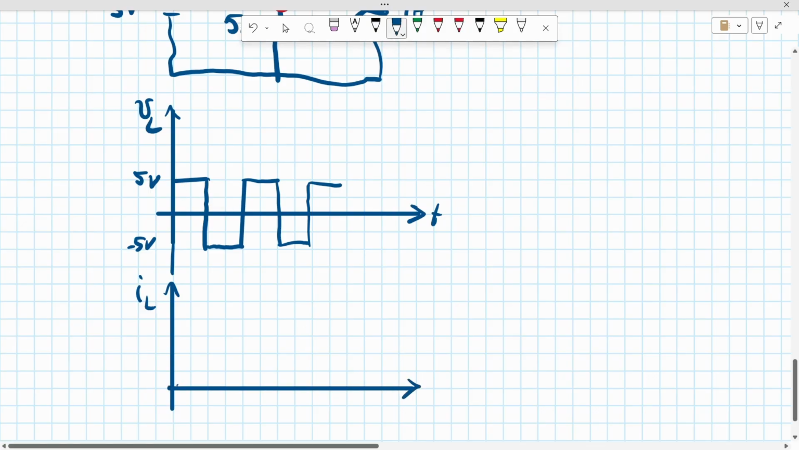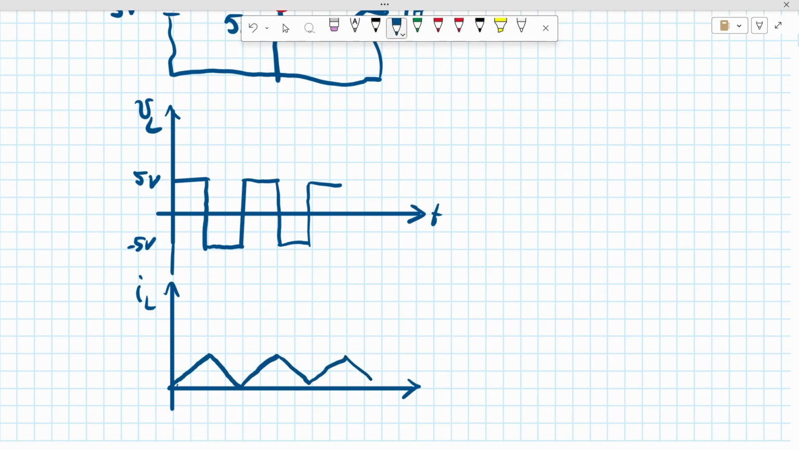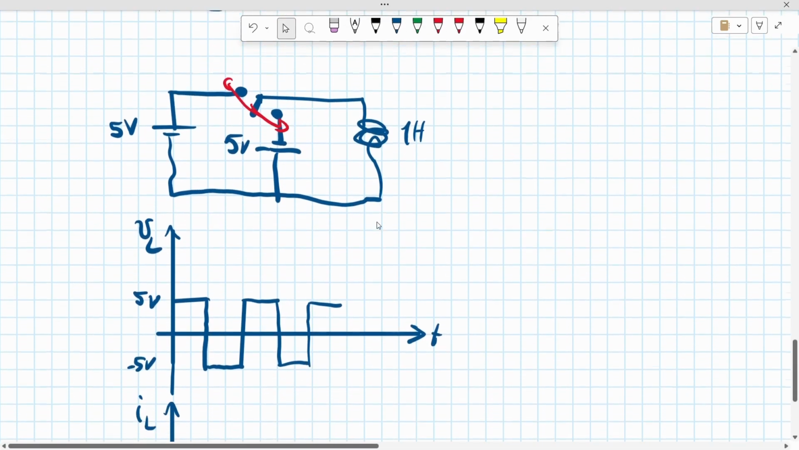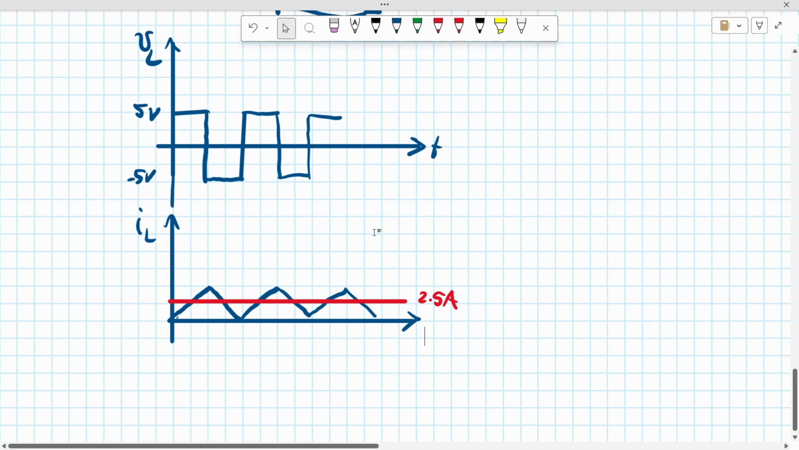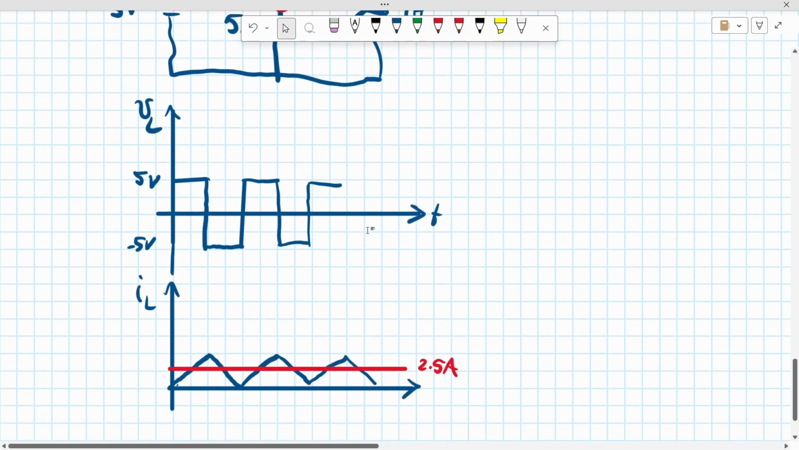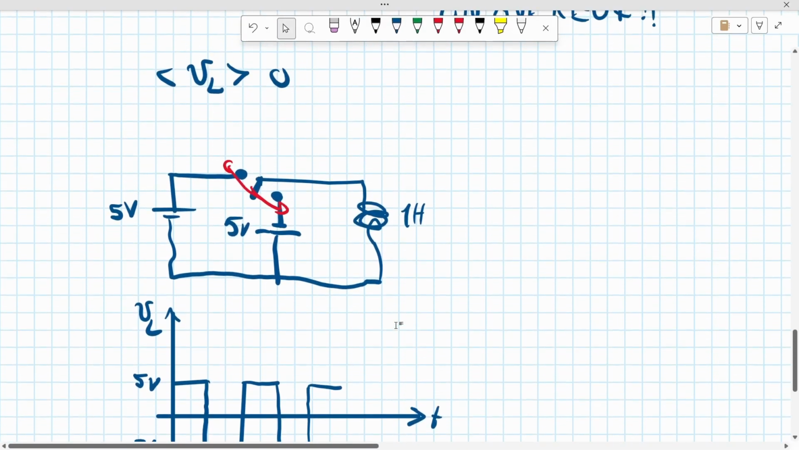Integrating that guy, we get an increasing current, then a decreasing current, and then increasing again, decreasing again, increasing again, and decreasing again, and so on. So we get a constant average current value of 2.5 amps across this inductor. Right? So that's it for today. And if we increase the switching frequency, this ripple decreases, or this ripple becomes faster, right?